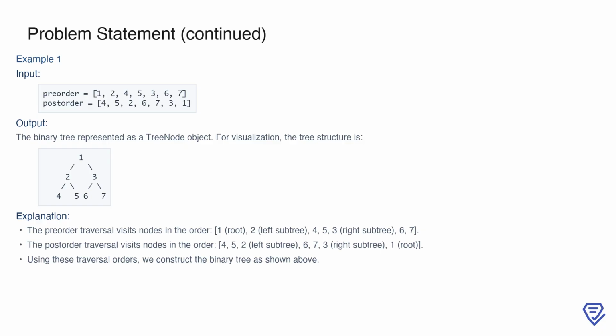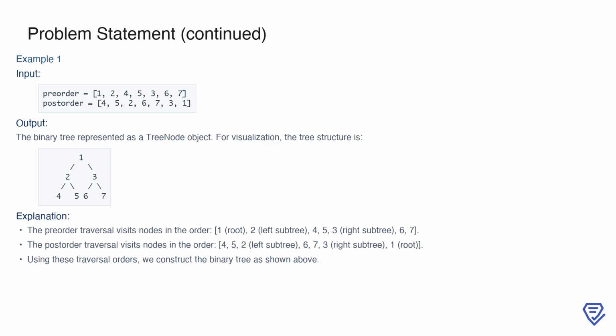Let's look at the first example to better understand the problem. Here, the given Preorder traversal is 1, 2, 4, 5, 3, 6, 7, and the Postorder traversal is 4, 5, 2, 6, 7, 3, 1. The binary tree constructed from these traversals has the root node as 1, with two main subtrees. The left subtree, rooted at 2, contains the nodes 4 and 5, while the right subtree, rooted at 3, contains the nodes 6 and 7.